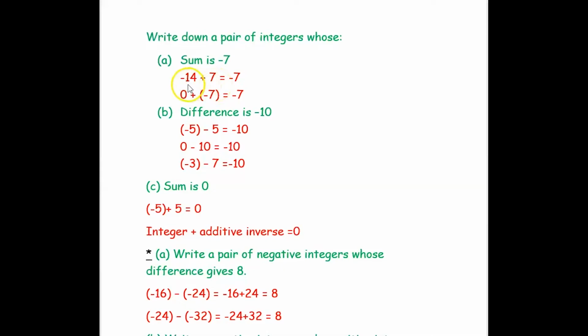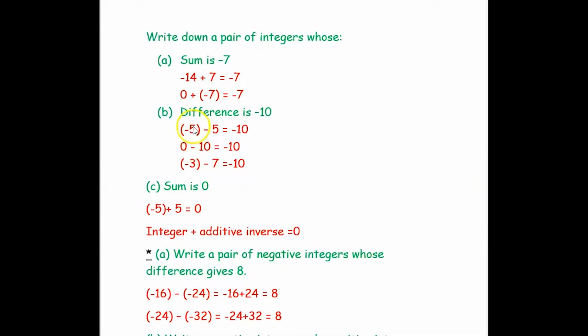Okay. So now in this case, first we have to take the sign of the greater number. So the greater number is 14. So I have taken the sign of 14, that is negative. Then we have to subtract the two numbers. So 14 minus 7 is 7. So the answer is negative 7. So the number I have taken is 0 as one integer plus negative 7 as the other integer. So if you add 0 and negative 7, our answer will be negative 7.